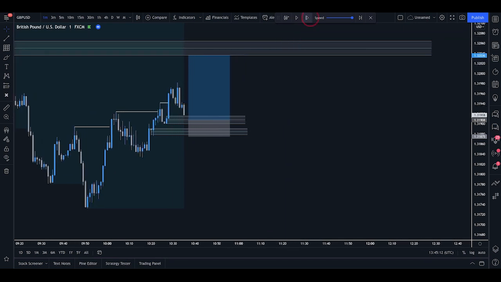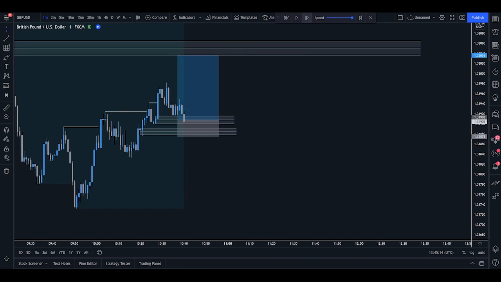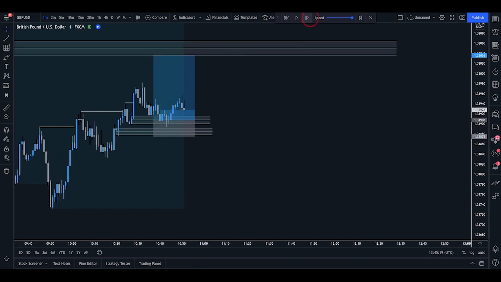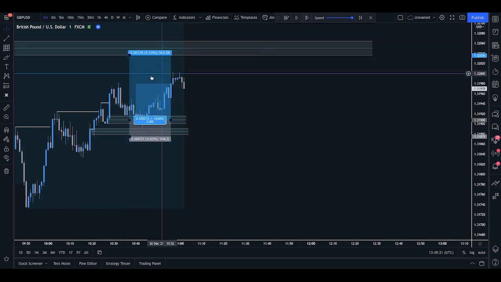So let's just see how this trade plays out. Will we get triggered in? Now there we go, we get a trigger in and the market does push down just a little bit, but then begins its move to the upside. So very good thing to see there.